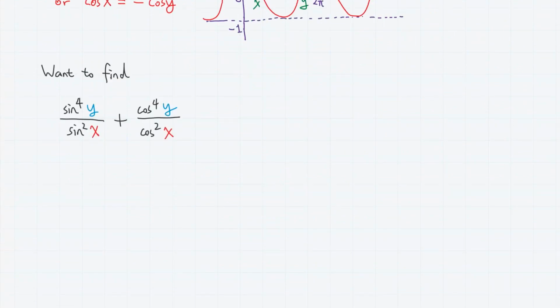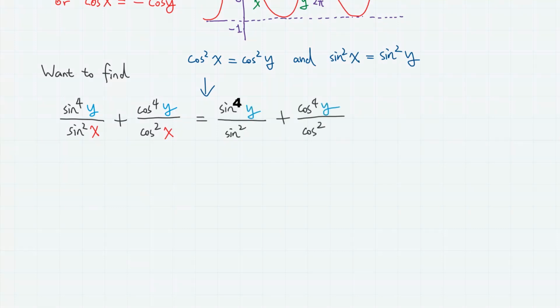We want to find the value of this expression. And using these two results that we have obtained, sine squared x in the denominator equals sine squared y, and cosine squared x equals cosine squared y. So we have sine squared y plus cosine squared y, which is 1.